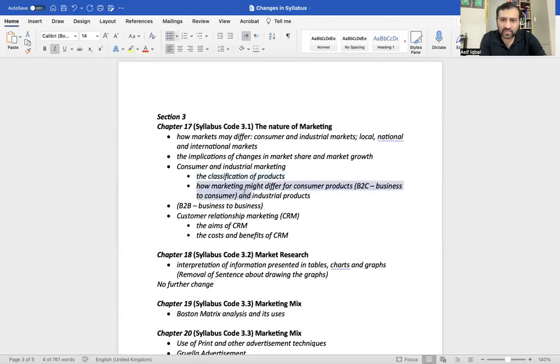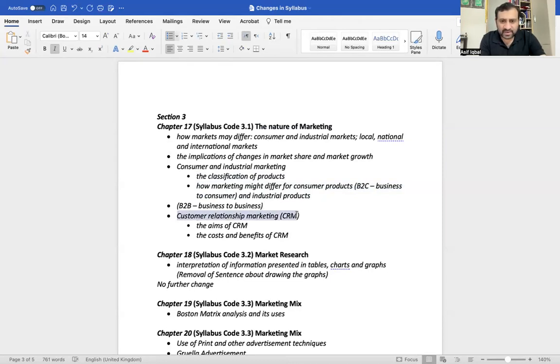How the marketing might differ for the consumer product and for business to business, B2B, B2C. There are a few differences. For example, we need to know now why the industrial market is different. For example, because the industrial buyer is very skilled, has a lot of knowledge, has a lot of market power, etc. So we need to know all those.